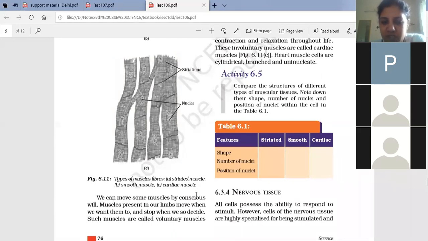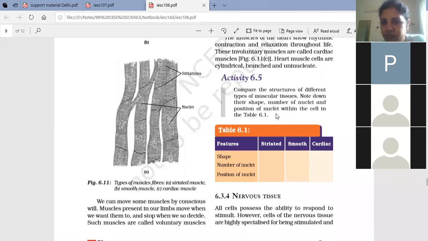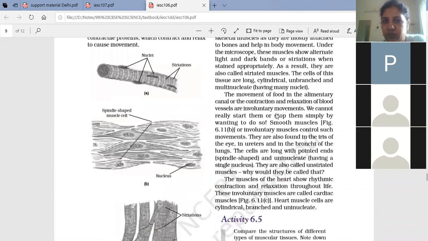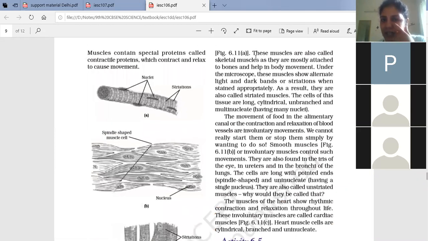We can move some muscles by conscious will. Muscles present in our limbs move when we want them to and stop when we so decide. Such muscles are called voluntary muscles. These muscles are called skeletal muscles. Skeletal, striated, or voluntary muscles. Skeletal muscles, as they are mostly attached to bones and help in body movement. So the striated muscles or skeletal muscles are connected to the bones, and according to our will, they move. The movement is under our control.